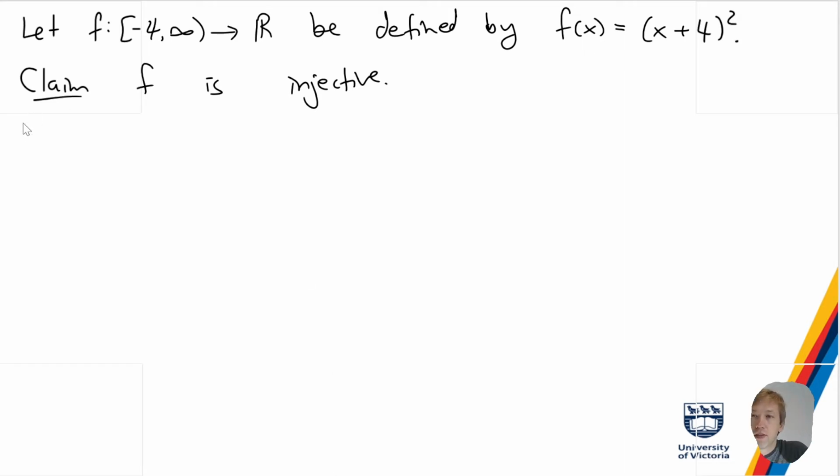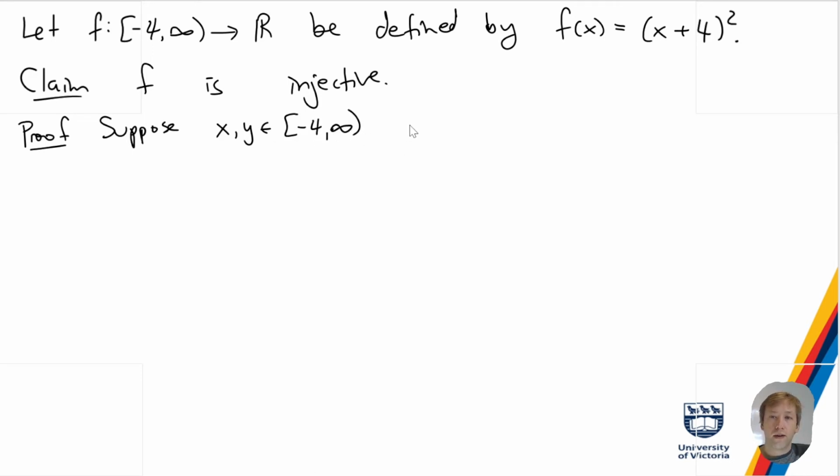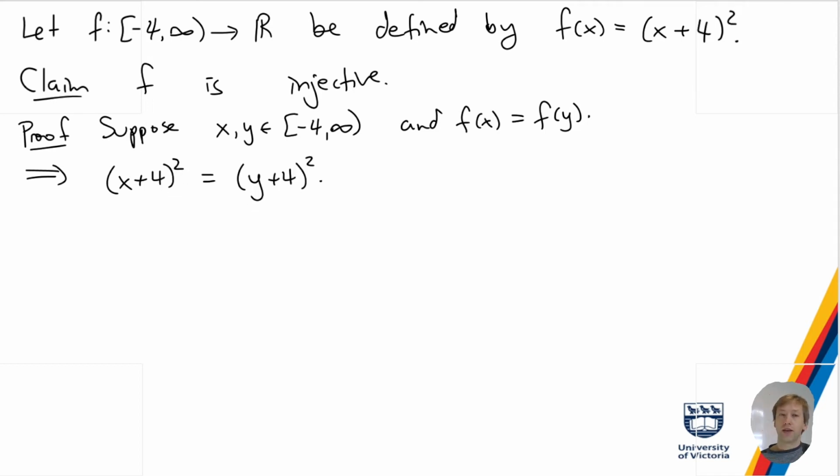Okay, so the way that these injectivity proofs usually work, if you're trying to show something is injective, let's suppose that x and y are in the domain, so they're between -4 and infinity, and that f of x equals f of y. So this means that x plus 4 squared is equal to y plus 4 squared. Now the way that these things work is that if something squared is equal to something squared, that implies that the absolute value of x plus 4 is equal to the absolute value of y plus 4.